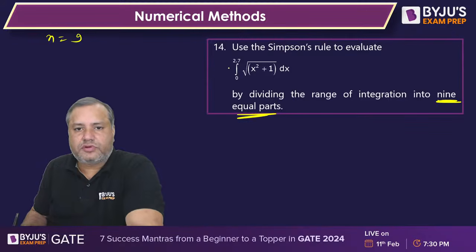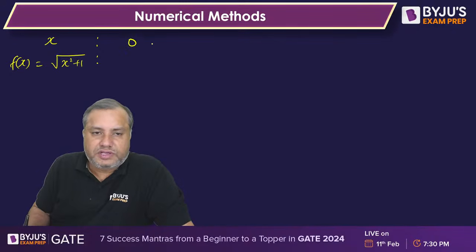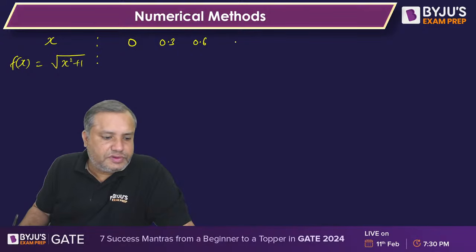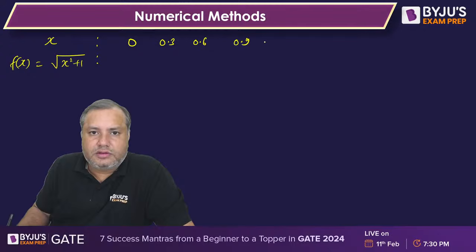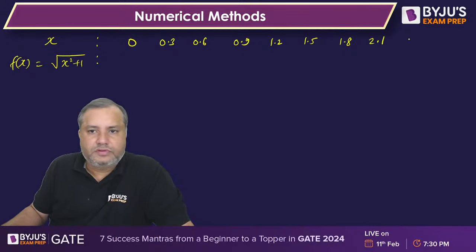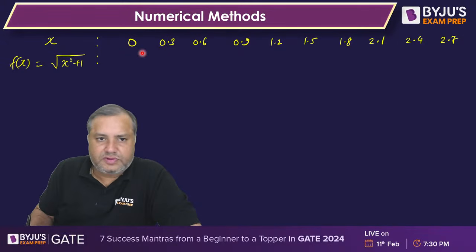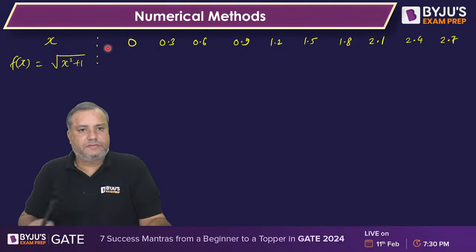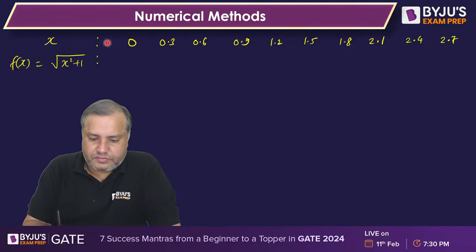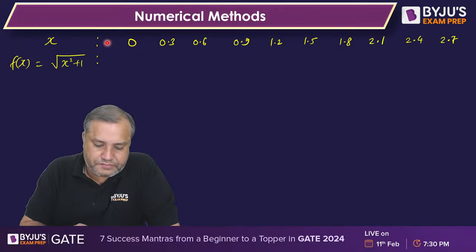We will be starting from 0. The step size is 0.3, so 0.6 will be the next value. Then 0.9, 1.2, 1.5, 1.8, 2.1, 2.4, 2.7. I just work out this table completely.